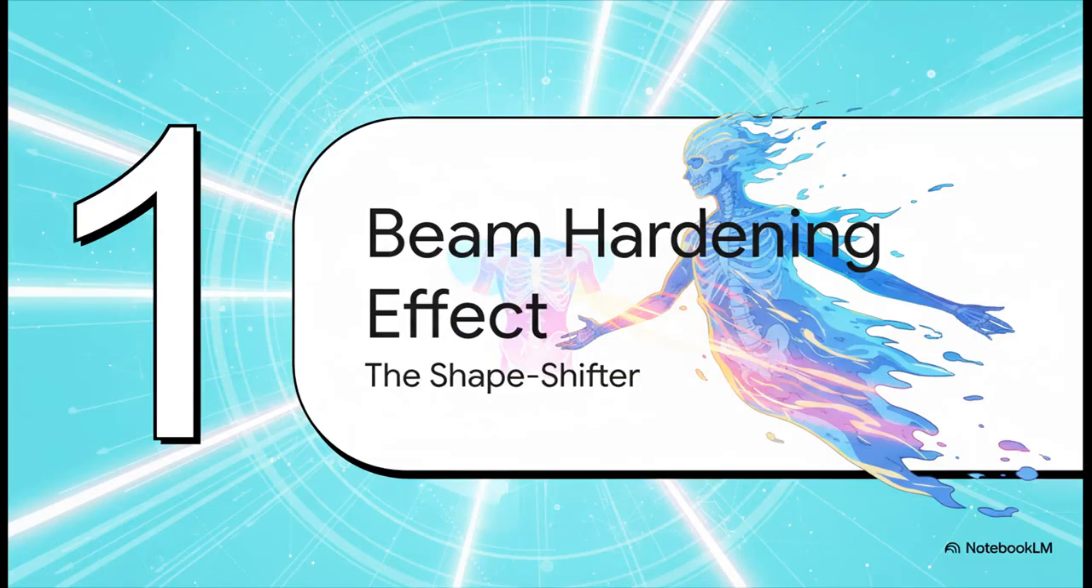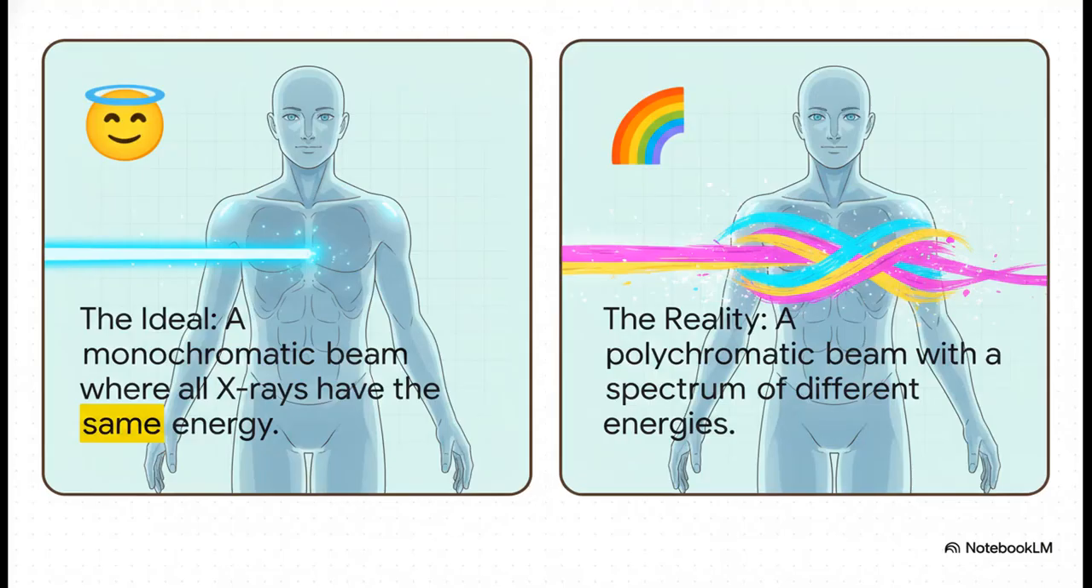First up is a real shapeshifter, one of the most common ghosts you'll ever encounter. It's called beam hardening, and its whole story starts with the very nature of the X-ray beam we use. So here's the catch. The math behind CT reconstruction kind of has to pretend that the X-ray beam is monochromatic, that every single X-ray has the exact same energy. But that's not how it works in the real world. The reality is that the beam is polychromatic, which is just a fancy way of saying it's a mix of lower energy and higher energy X-rays all bundled together.